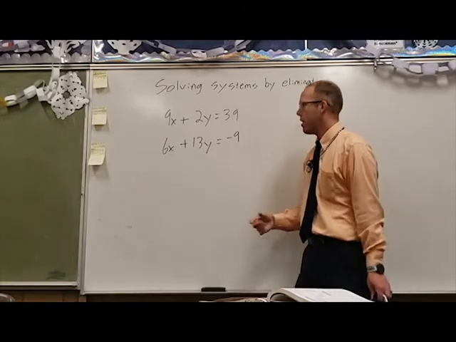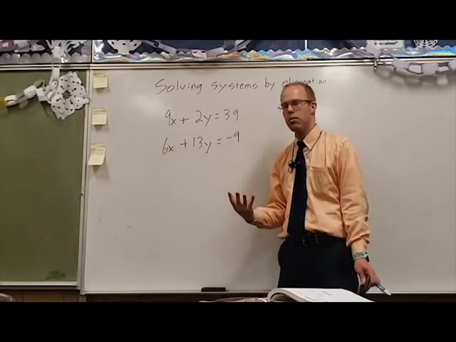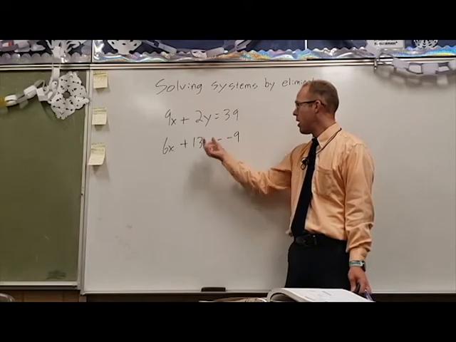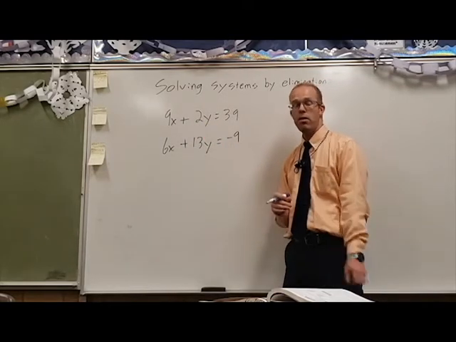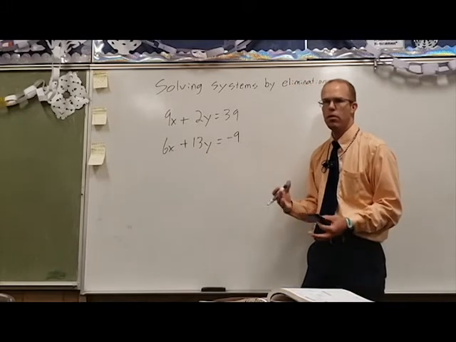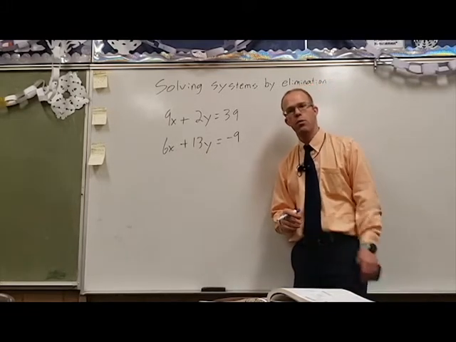However, there's not a nice number to multiply 6 by to turn it into a 9. I'll end up with some decimals or some fractions. And same with turning a 2 into a 13, I end up with decimals or fractions. And I don't really want to use those right now. I can avoid them using the method that we'll see today.